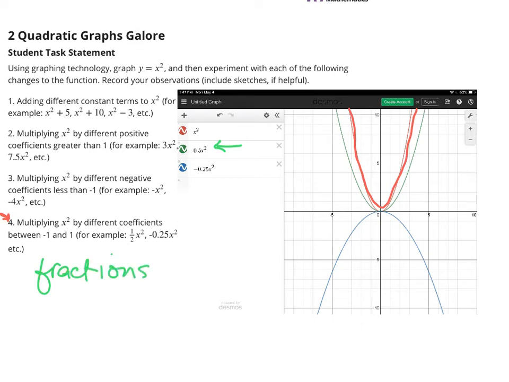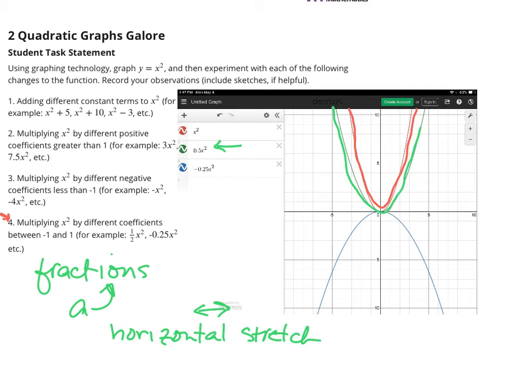What's strange is when my A term is a fraction, my parabola gets wider. It's actually a horizontal stretch. It stretches it this way when it's a fraction. So this green one gets wider when my A term is a fraction.